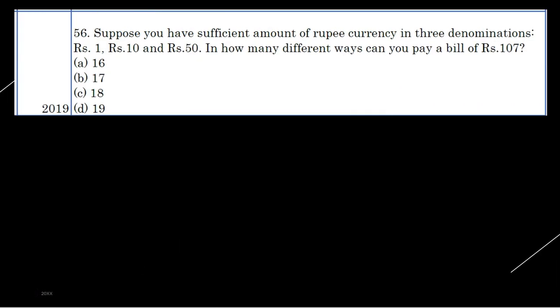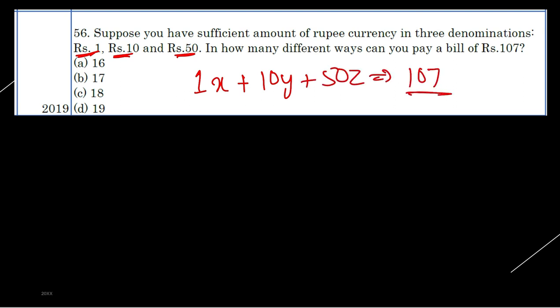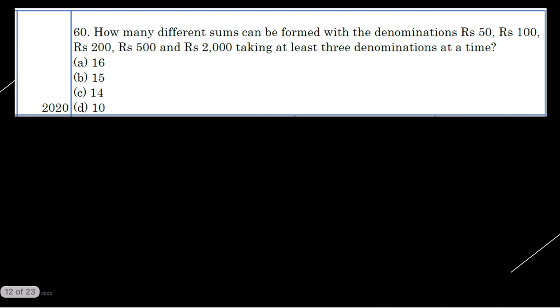Now, this question: suppose we have a sufficient amount of 1, 10 and 50. So x plus 10y plus 50z is equal to 107. How many ways can this be done? We have done this in the videos of linear algebra. We have already solved this question. You can go back and watch that video, or you can comment in the comment section. I will solve this in the next video. But since we have already solved this, I'm not going to invest time on this question again. This is a good question, and we have already solved it in the video when we were doing PYQs of linear algebra, right? Now moving on, next question.